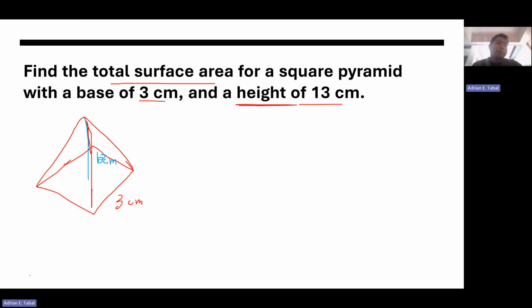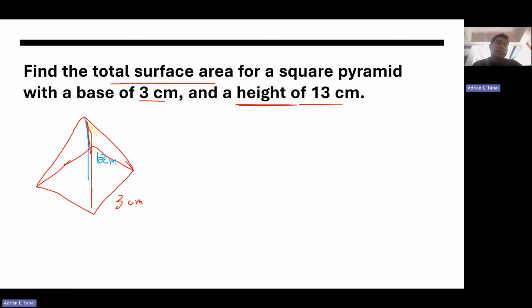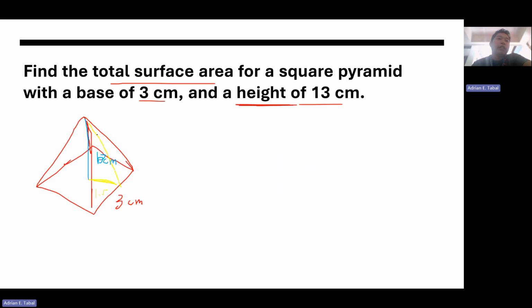Again, we need to have the slant height. And we all know what this one is. This is 1.5 since the base is 3 cm. So using the Pythagorean theorem to find the hypotenuse of the triangle, that is the slant height S. So we add 1.5 squared plus the height of 13 squared.